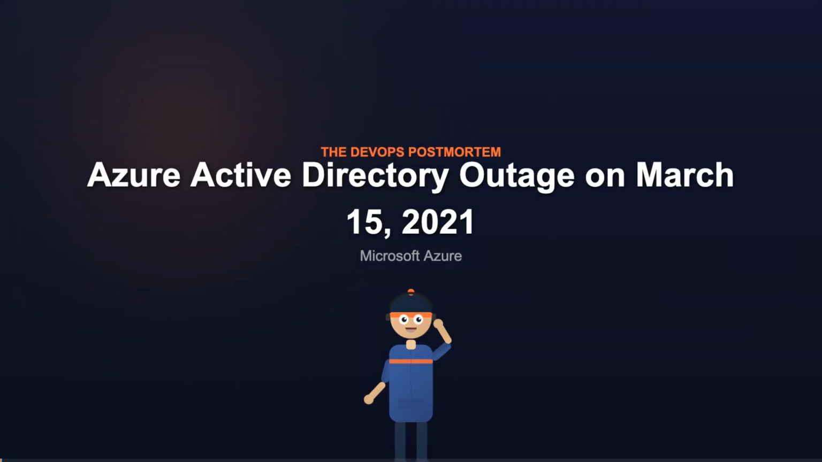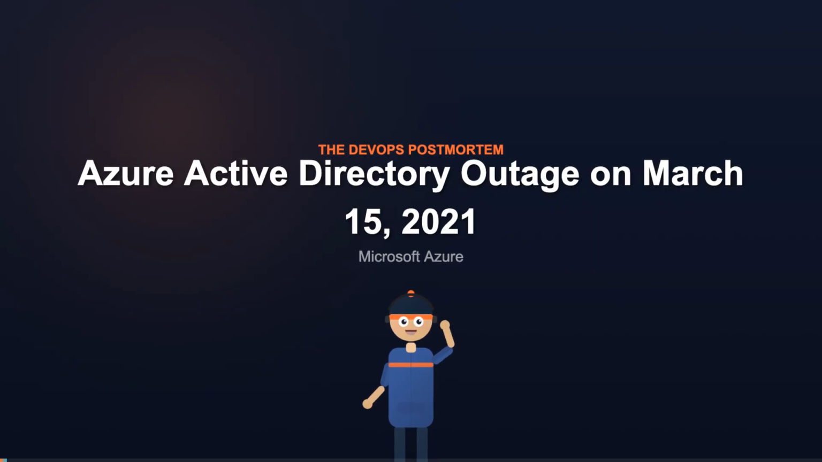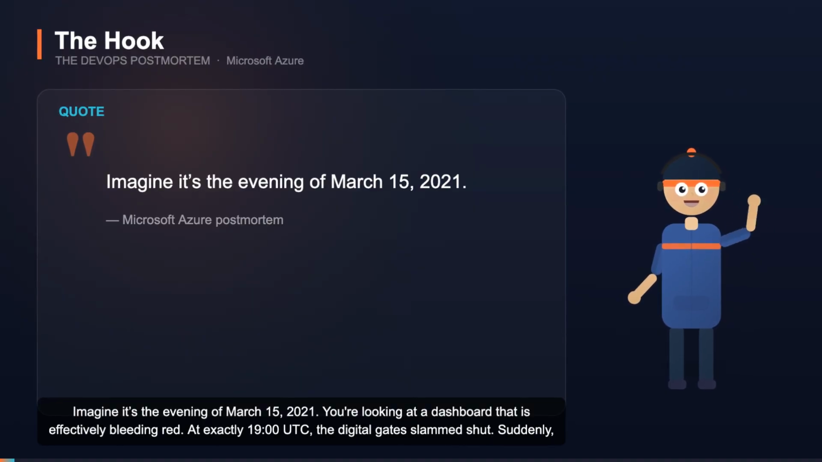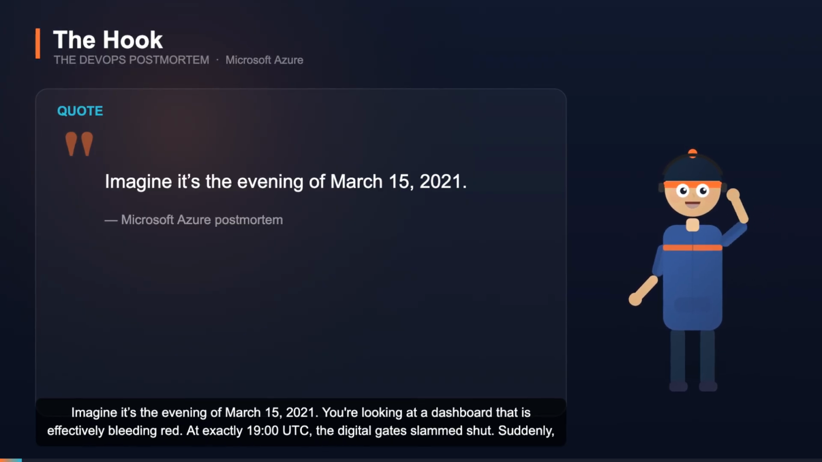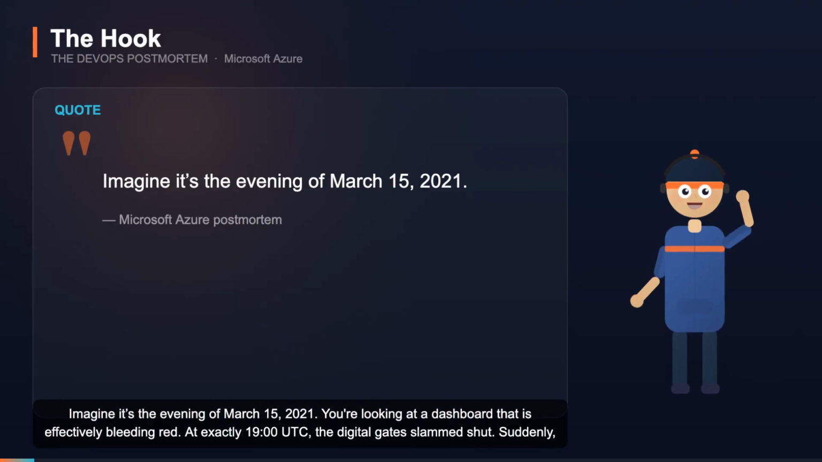Azure Active Directory outage on March 15, 2021, a DevOps Postmortem. Imagine it's the evening of March 15, 2021. You're looking at a dashboard that is effectively bleeding red. At exactly 19:00 UTC, the digital gates slammed shut. Suddenly, authentication just stopped. It wasn't a localized glitch or a single server hiccup. It was a massive, systemic failure of Azure Active Directory.